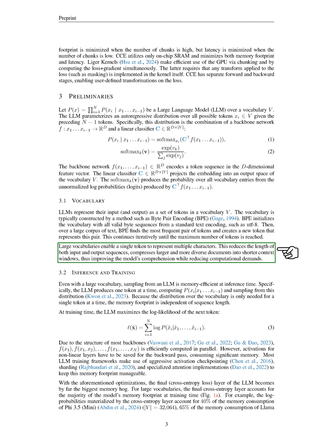A larger vocabulary allows a single token to represent multiple characters, which shortens both input and output sequences. This compression helps the model understand better while also reducing the computational load.